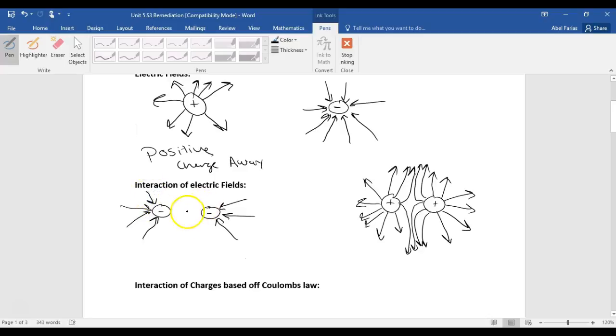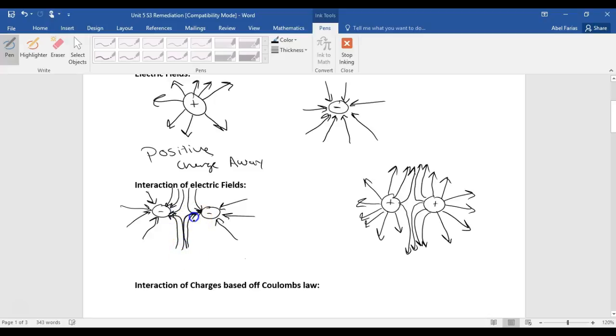Now the interaction that occurs is very similar to the positive point charges, where these two lines are still going to point off one another, but instead of the lines pushing off or going away from the point charge, they actually go into the negative charge.